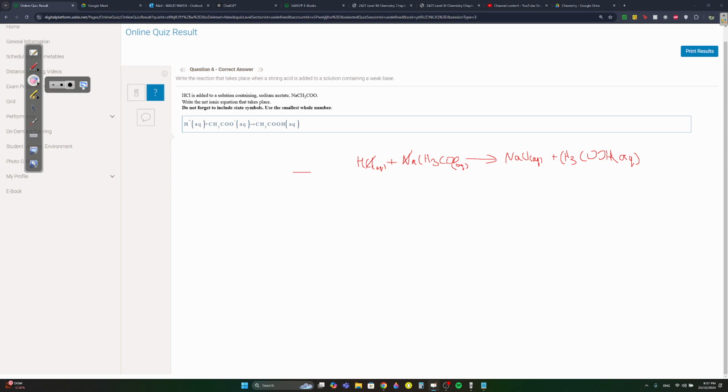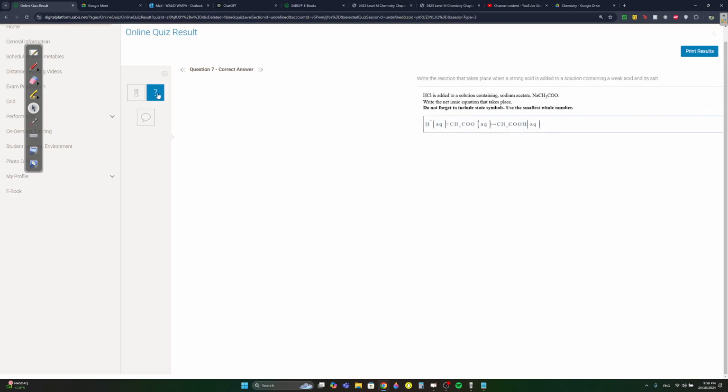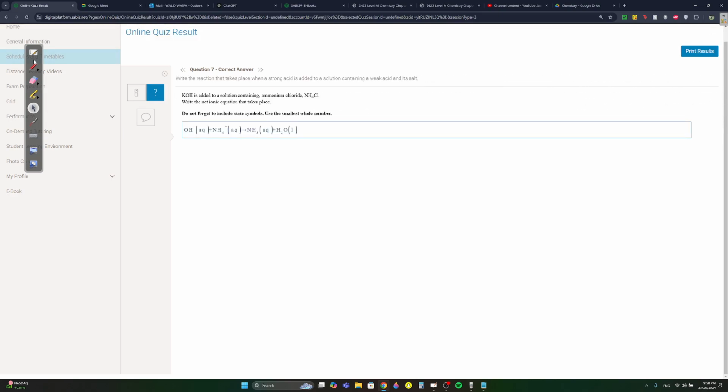Honestly, I don't think they would give this kind of question. Like she wouldn't get something like this. But come on. Question 7. KOH is added to a solution containing ammonium chloride. Write the net ionic. Okay, this is a base. This is an ammonium salt. What happens when you add an ammonium salt and a base? You get salt, water, and ammonia gas.